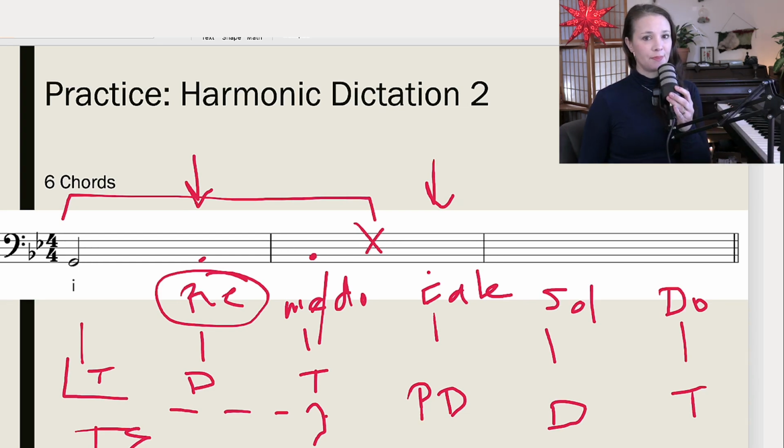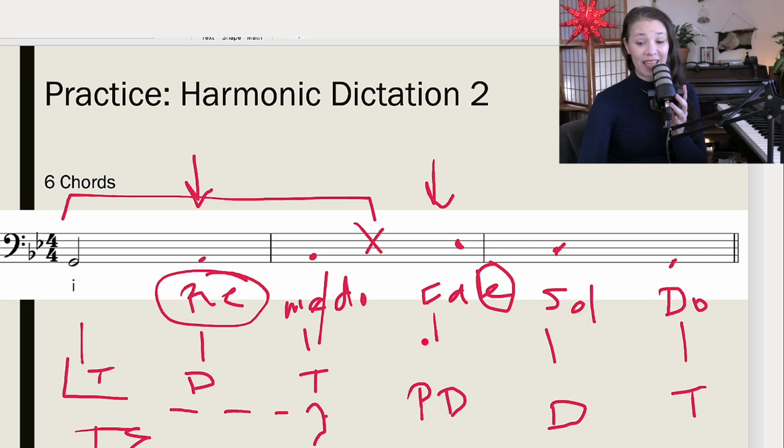Do you know the answer? If you don't, back up and get some more listenings. I'm going to give you the answer. So it's going down by step. So we have Sol, Do, and it's going down by step. So that means that we have Le. So we have Do, Re, Mi, Le, Sol, Do.